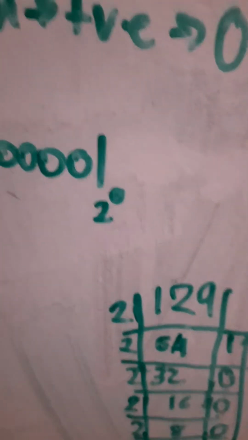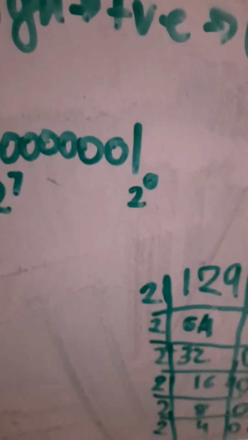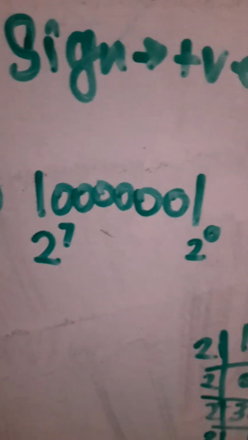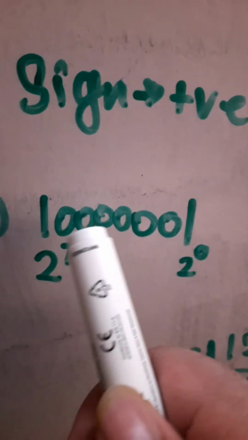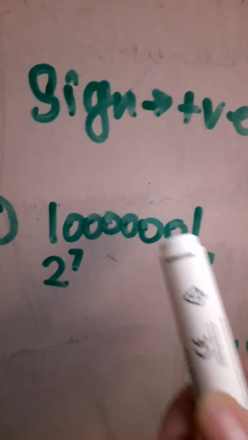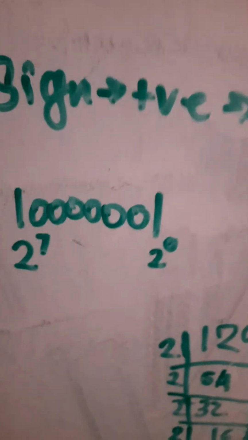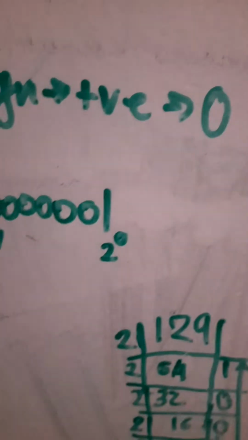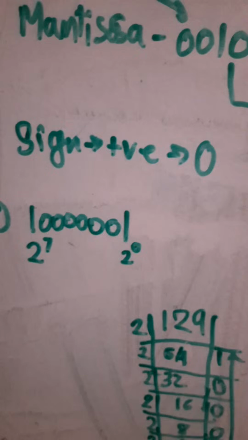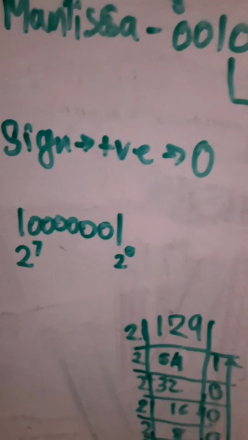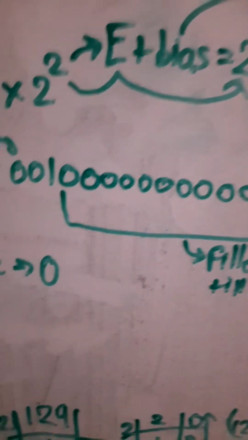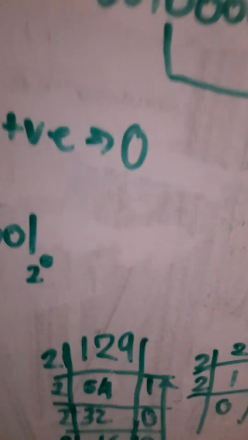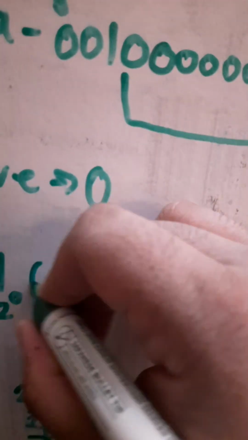Simple stuff. Also, we have to fill our place till 8 bits. So how many digits are there? 1, 2, 3, 4, 5, 6, 7, 8. It is already 8 places, so I don't have to add zeros to make it 8 digits. So we are done with the exponent part. Now we have to write the mantissa. So this is our huge mantissa. Let's go with that.